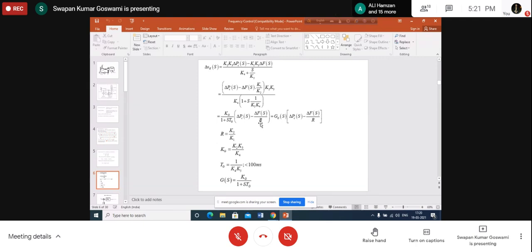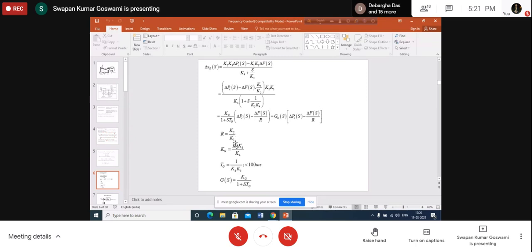This is how we are writing. R is K2 by K1. R is called the governor regulation. What does it mean? We shall explain later on, not now. Whenever we shall be discussing more on these transfer functions, then we shall actually discuss the physical meaning of R. So for the time being, let us simply know the name.